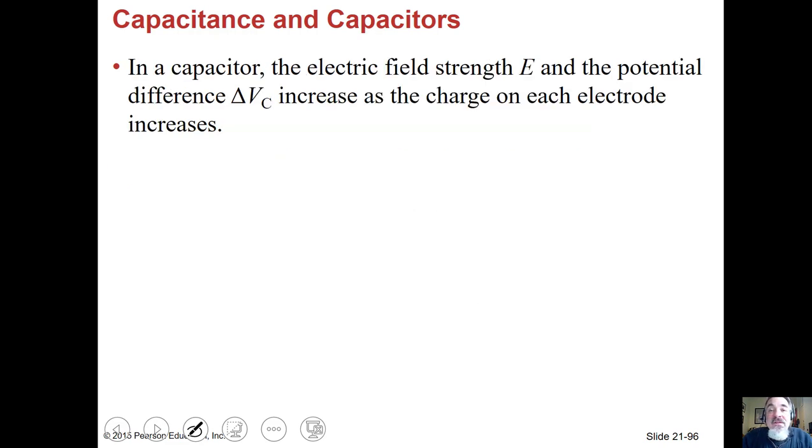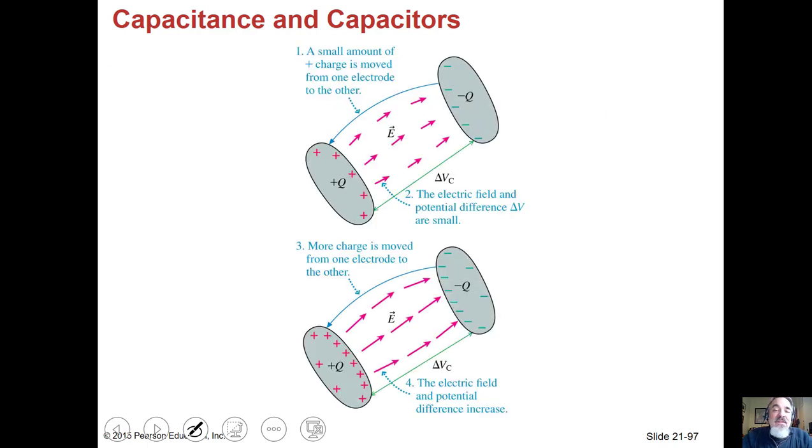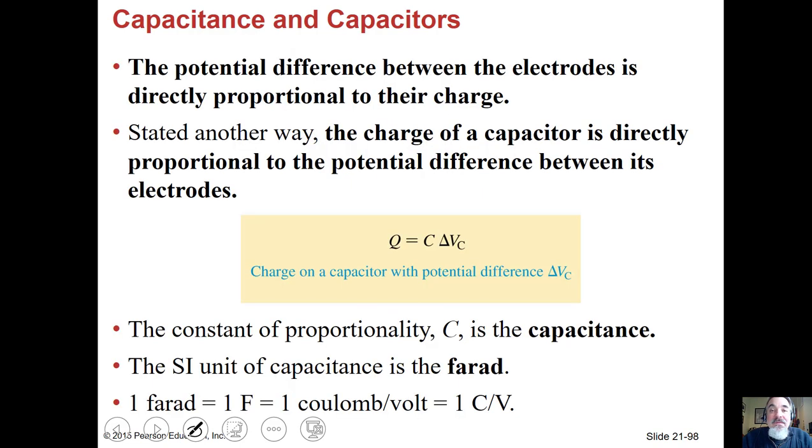Okay, so in a capacitor, the electric field strength is proportional to the voltage across. And the potential difference increases as the charge increases. So the more and more charge you put on, the bigger and bigger the potential difference is. Yeah, E and delta V are proportional to the amount of charge. Something like this. So in this picture, there's more charge. The electric field's bigger. The voltage across the capacitor is bigger. Now remember, if you put on too much charge, you can have a spark go across. So we're not talking about that happening.